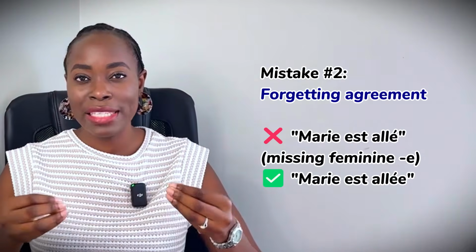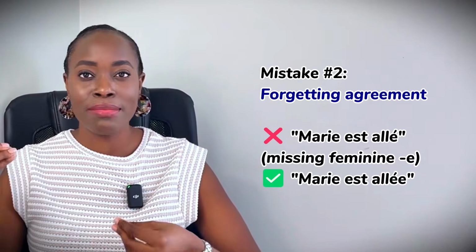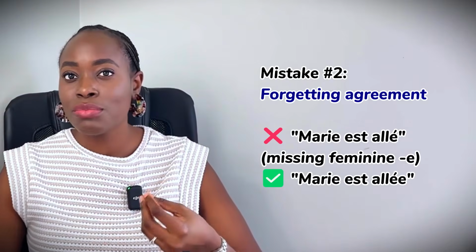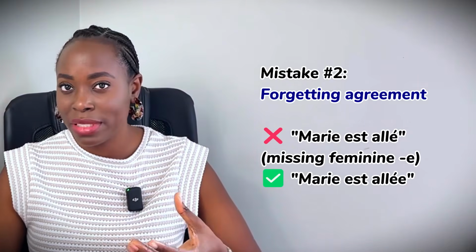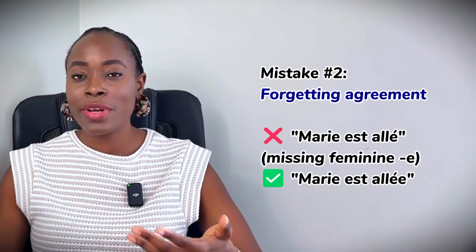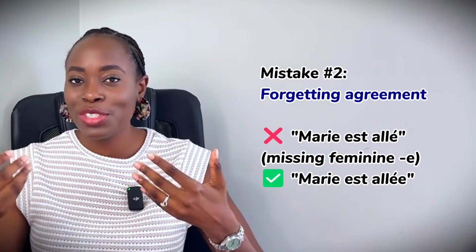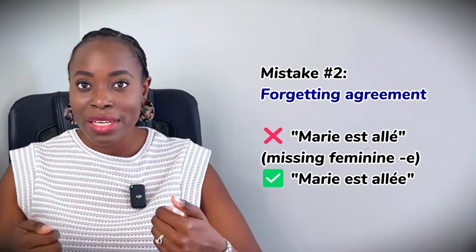Mistake 2, forgetting the agreement. I can never say this sentence, Marie est allée, without putting what? The agreement. It's missing the feminine E. The correct sentence will be what? Marie est allée. Yes, pronunciation is the same. Remember, when you're typing or you're writing, you always have to agree.